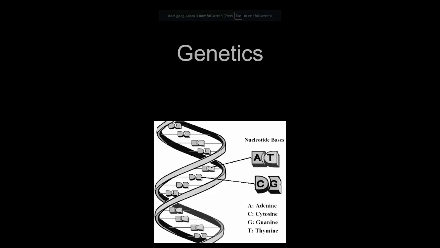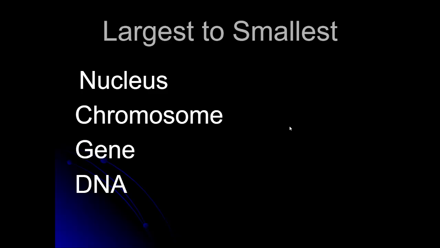So today we'll be going over some stuff about genetics. This will be continued in the next science video where we'll go more in depth into the other subjects. So in genetics, there are different components to it. There's the nucleus, chromosome, gene, and DNA.